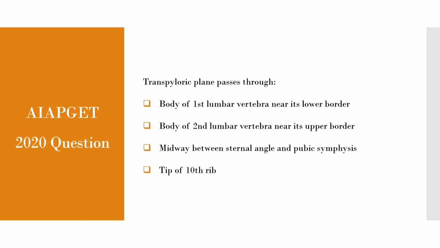So here you might have the confusion. Somewhere in the lumbar vertebra the plane might be crossing, but you may not know whether it is the upper border or lower border, or exactly what the number of the vertebra is. Let us discuss that in detail. The answer for this question is body of first lumbar vertebra near its lower border. Even if someone has arrived at first lumbar vertebra, you need clarity to give the answer as lower border. So let's see that in detail.